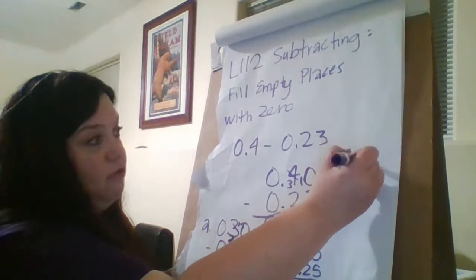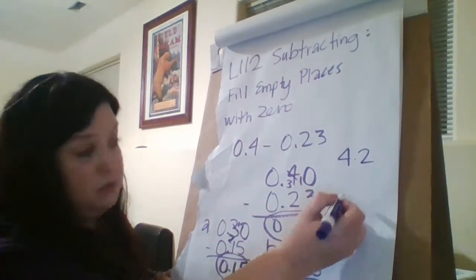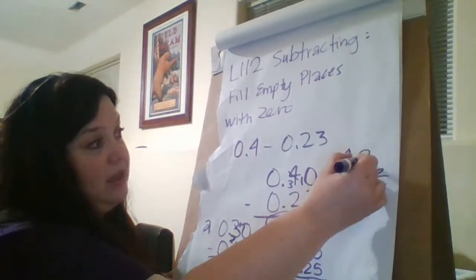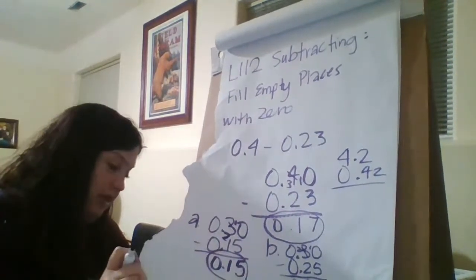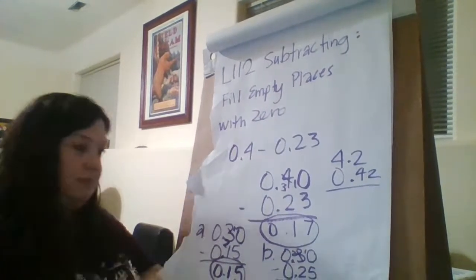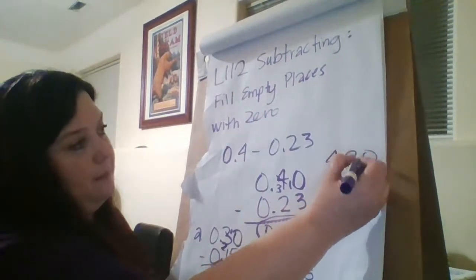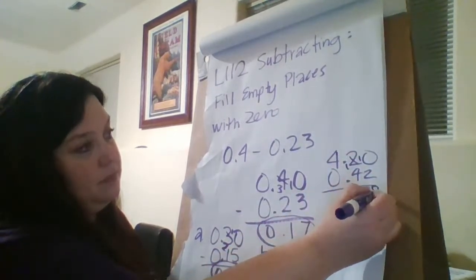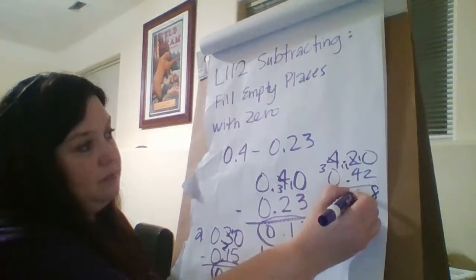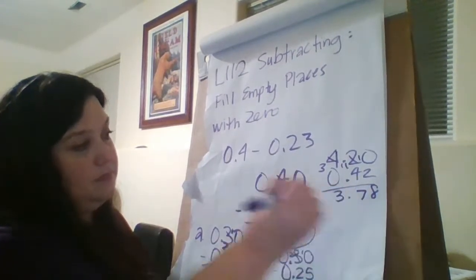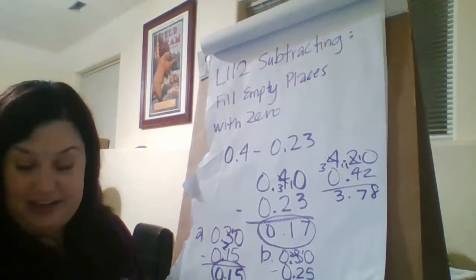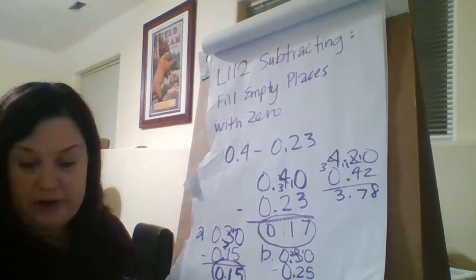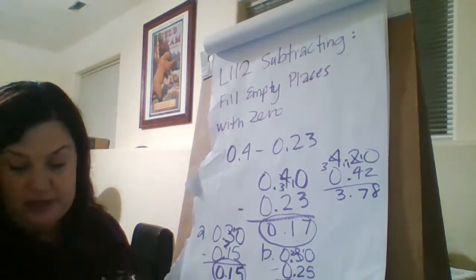Okay, so take a look at letter C and go ahead and write it down. 4.2. Line up our decimals of 0.42. And go ahead and subtract, and we'll check it in just a minute. Did you get that for an answer? Yeah, it's 3 and 78 hundredths. Perfect.